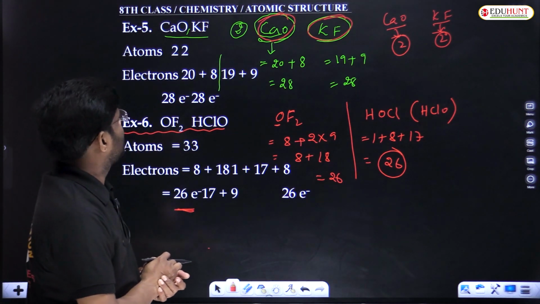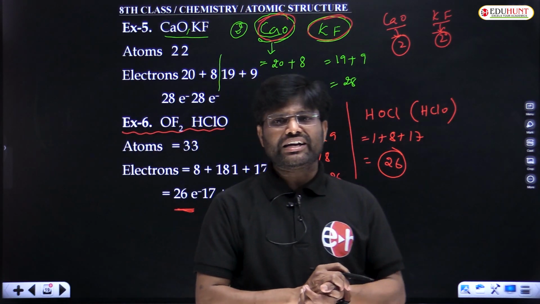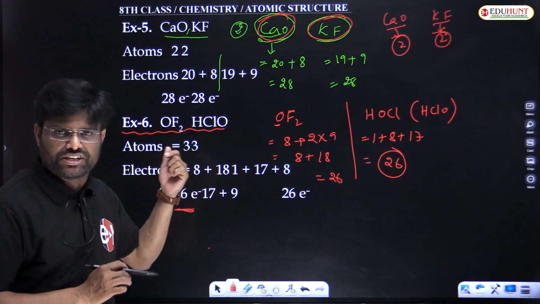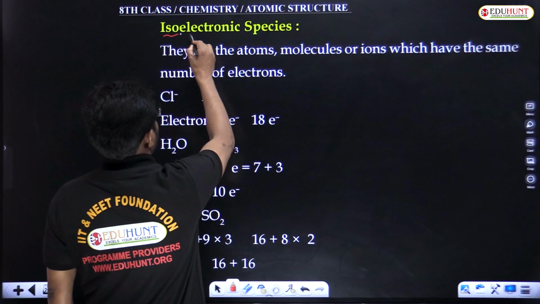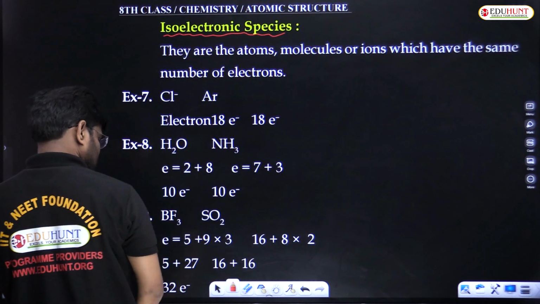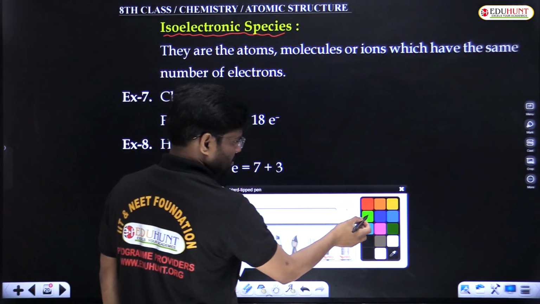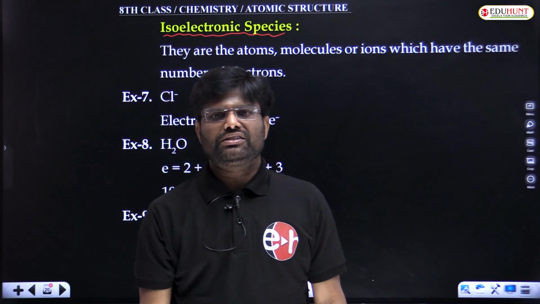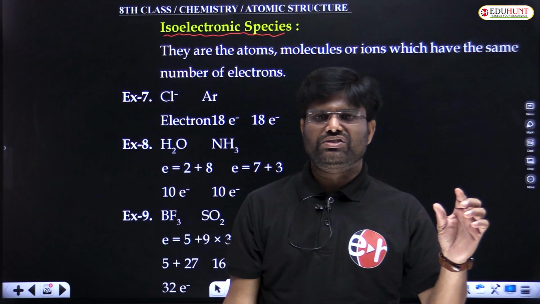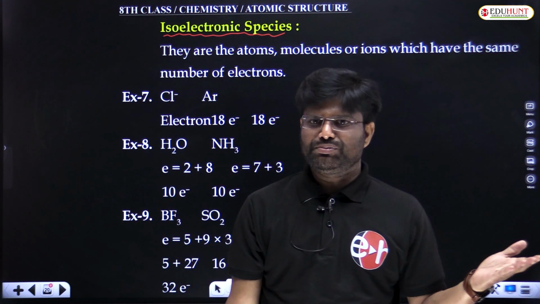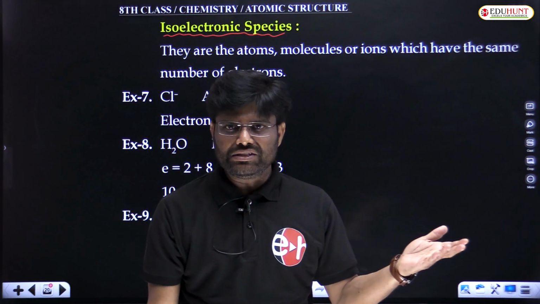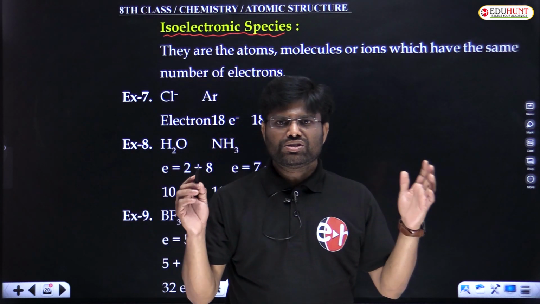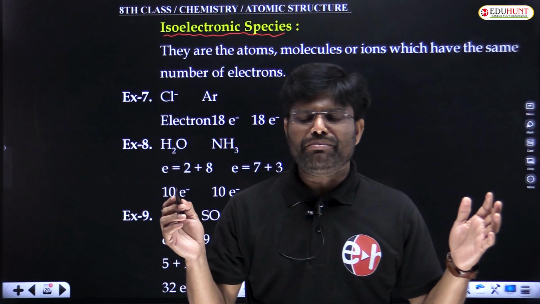Let's discuss isoelectronic species. What are isoelectronic species? The number of electrons is the same. Iso means same, electronic means electrons. Same number of electrons. The species may be ions or atoms, and they have the same number of electrons.